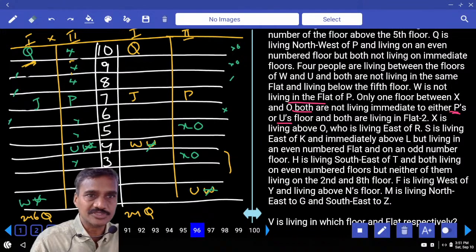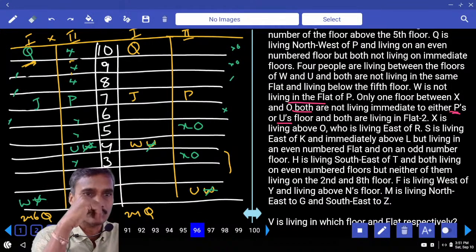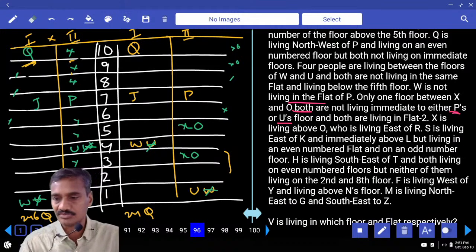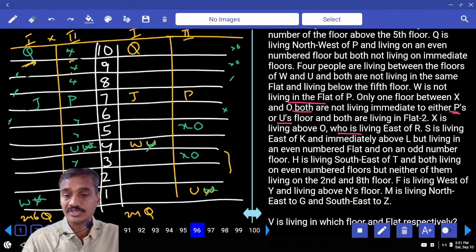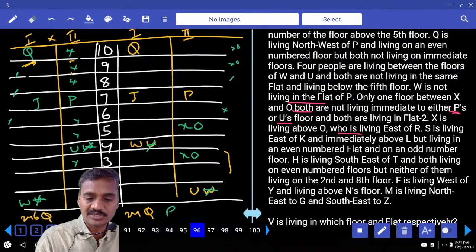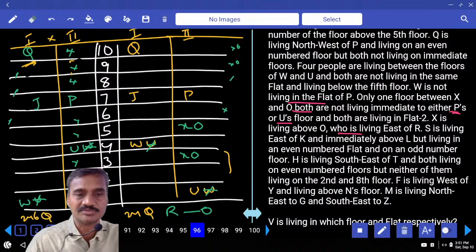The first and the second. Is it possible? In between X and O we need to have exactly one floor. So the second case is ruled out. Now we are left with this section. And O is living east of R. Now O is living east of R and O must be 2.